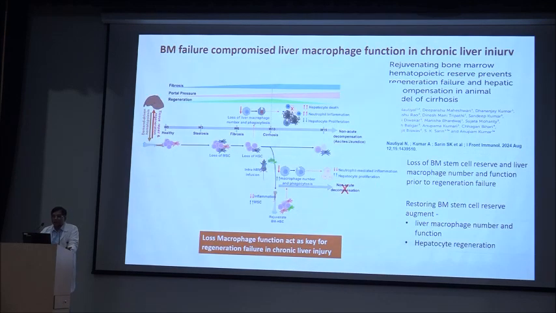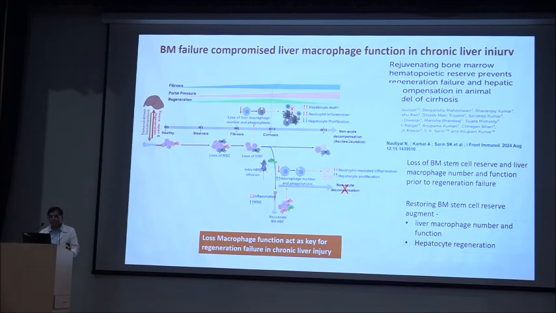Later, in the chronic injury model, Nidhi, again a PhD student, clearly shows the importance of bone marrow, particularly in chronic liver injury. She concludes that during chronic liver injury, up to the stage of compensated cirrhosis, you have an increase in fibrosis and also an increase in regeneration.